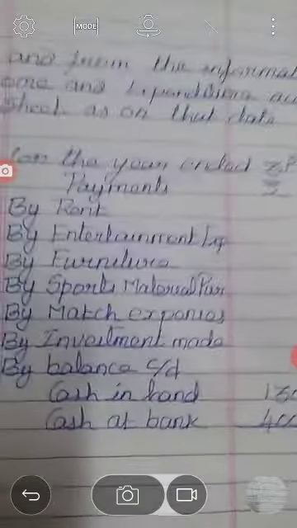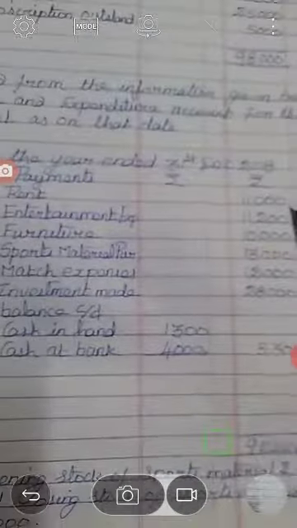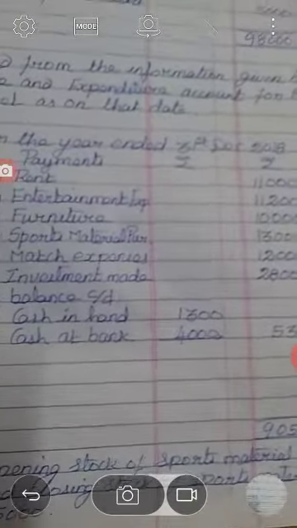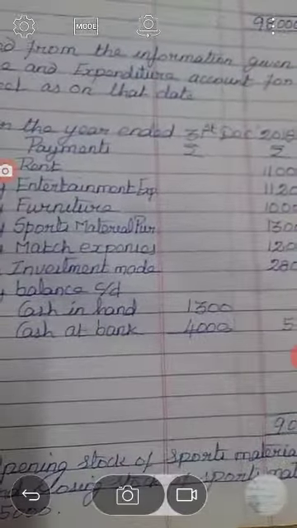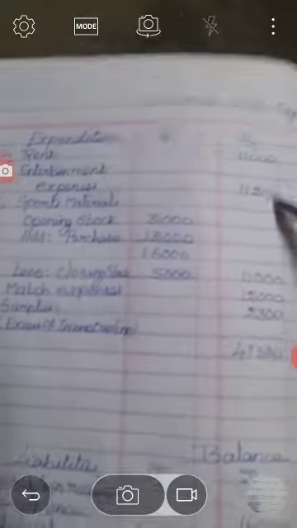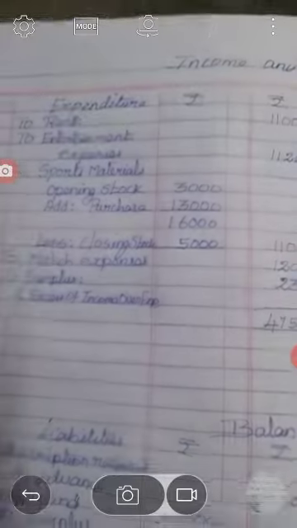Rent. So it is an expenditure. So it is a revenue expenditure. Rent 11,000. Then entertainment expenses 11,200. So these two expenses should be shown on the expenditure side. So rent 11,000 and entertainment expenses 11,200.